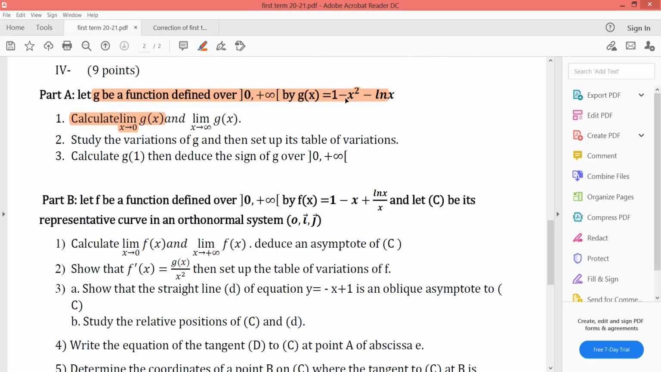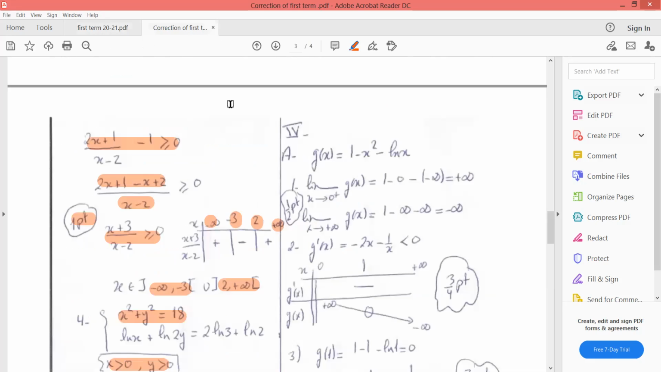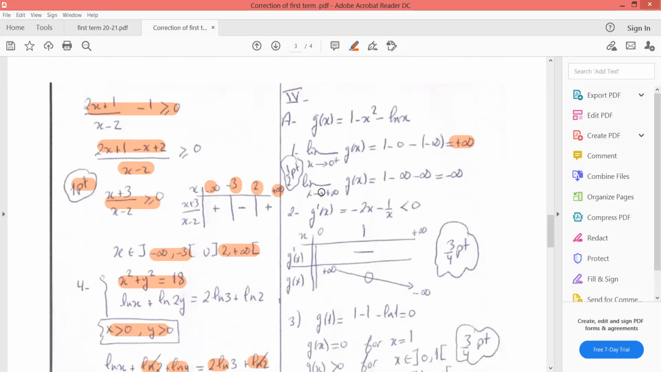Limit as x tends to 0, we replace x by 0. It becomes 1 minus 0 minus ln 0. Ln 0 is minus infinity, and minus infinity times negative becomes plus infinity. So we get 1 plus infinity, which is plus infinity. Now the second limit, as x tends to plus infinity of g(x), it becomes 1 minus infinity minus infinity. It is simple, minus infinity.